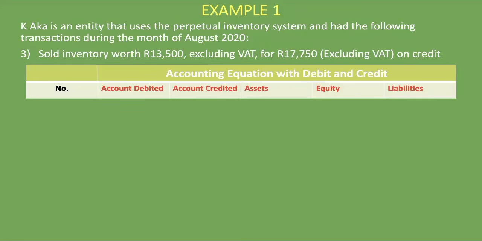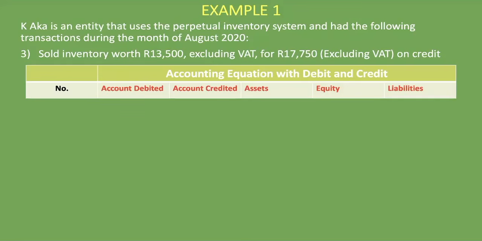So what are the accounts here? Well, first we have to record the sale of the inventory. So how much did we sell it for? We sold it for 17,750 excluding VAT on credit. So whenever we sell it on credit, we have an account called accounts receivable. And accounts receivable is what our debtors owe us. So it could be called accounts receivable, it could just be called receivable or debtors control. Those words can be used interchangeably. So we have accounts receivable, which is an asset.